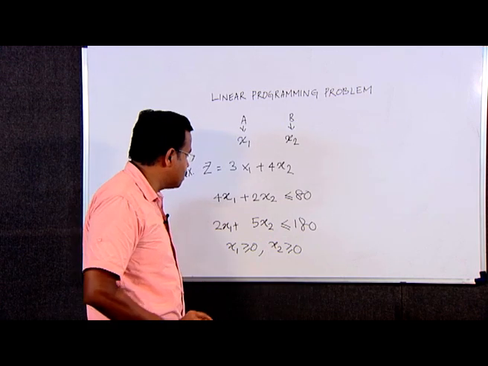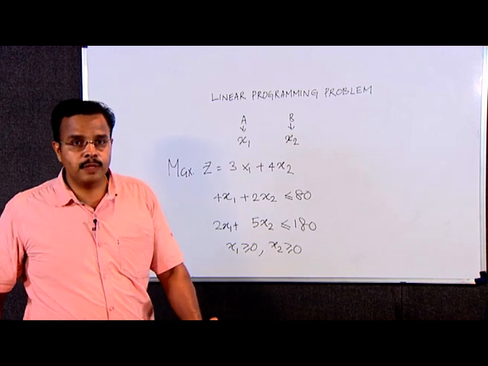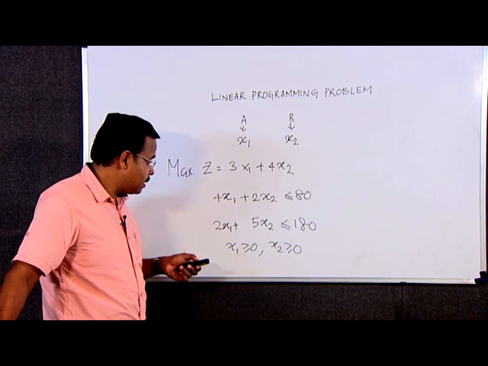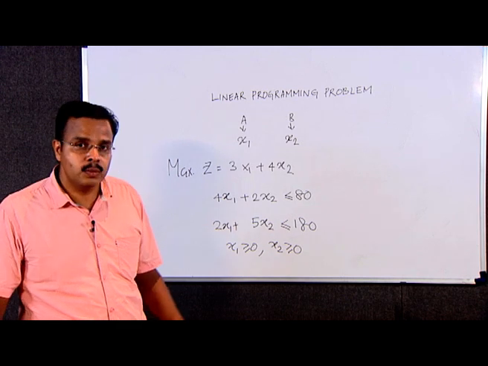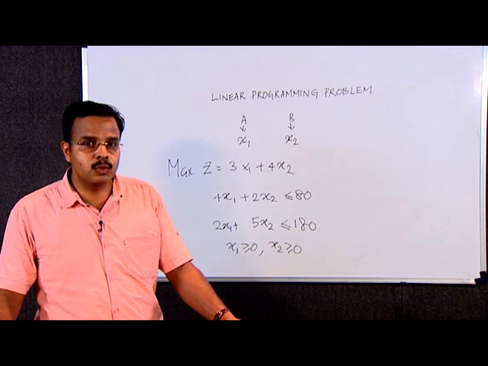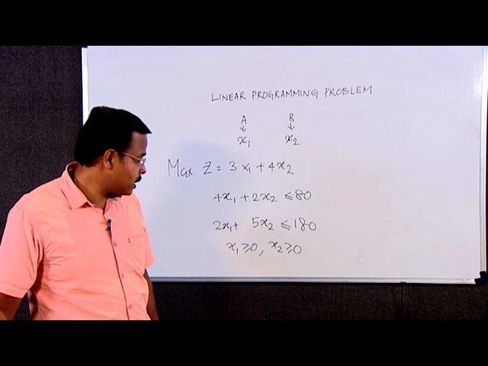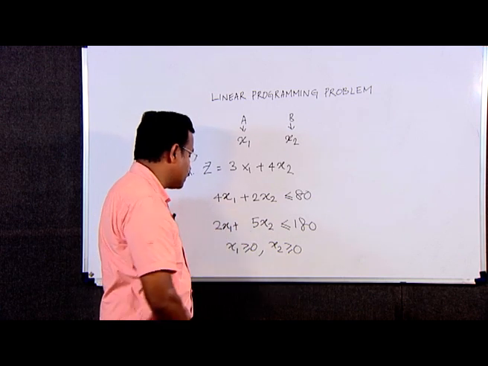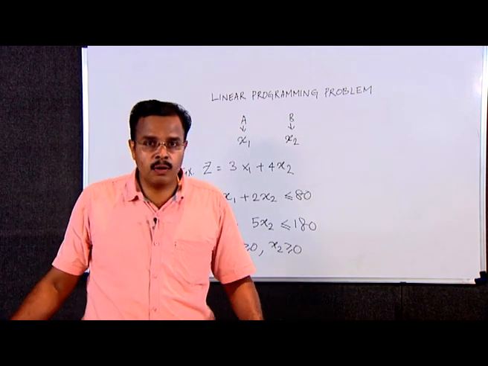The total problem is formulated mathematically as maximize Z equal to, that is the profit, 3 x1 plus 4 x2, subject to the restrictions 4 x1 plus 2 x2 less than or equal to 80, and second restriction 2 x1 plus 5 x2 less than or equal to 180, and x1 greater than or equal to 0, x2 greater than or equal to 0. Under this criterion, he can find the best values of x1 and x2 so as to maximize the value of Z. That is the mathematical formulation of the problem.